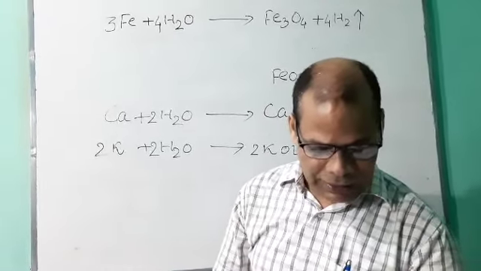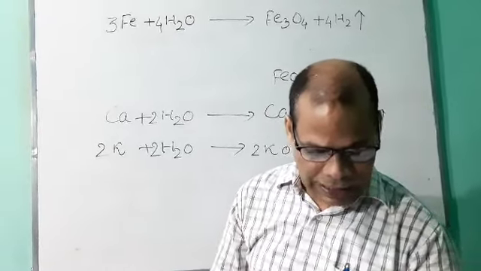Write the chemical reaction when iron reacts with dilute H2SO4. Iron plus dilute H2SO4 gives FeSO4 plus H2, that is, iron 2 sulfate plus hydrogen gas.